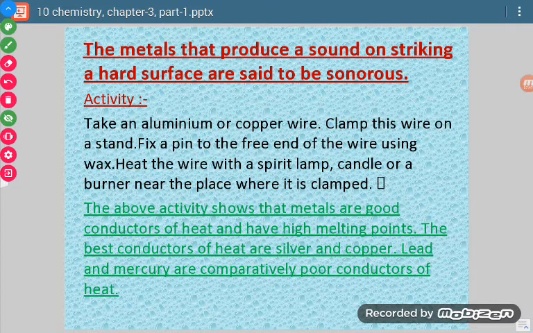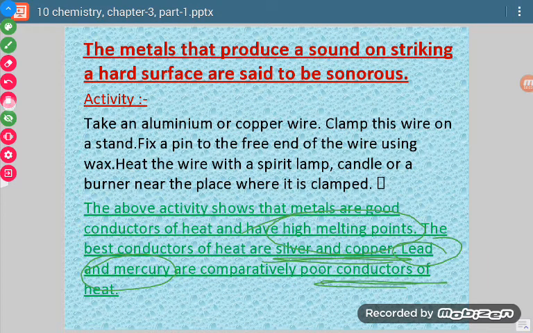Okay, so what is the property now? Metals are good conductors of heat and they have a high melting point. Okay, the best conductors of heat are silver and copper, and lead and mercury are poor conductors of heat.